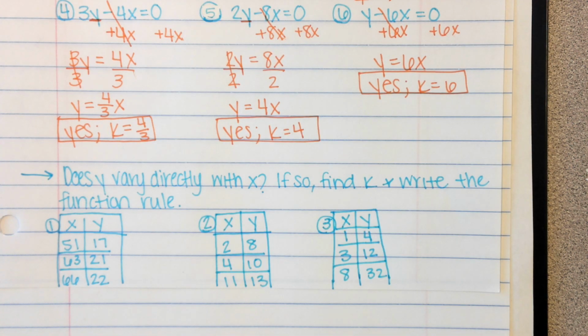Okay, the next type of problem is a little bit different. You're going to be given a table of values, and you're going to have to decide if y varies directly with x, and if so, find k and write the function rule. So this is a little bit different. We're going to look for a pattern in the relationship between x and y, okay? So let's look at number 1. We'll do it together because it's a little bit more difficult.